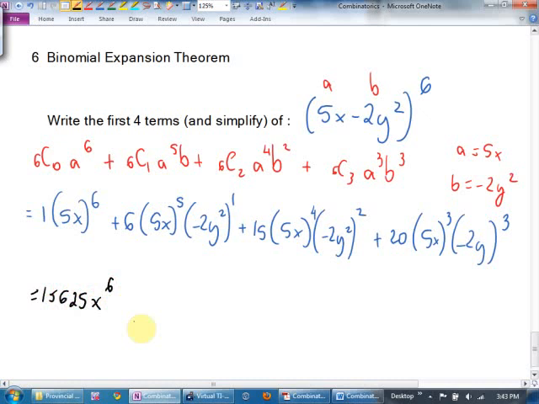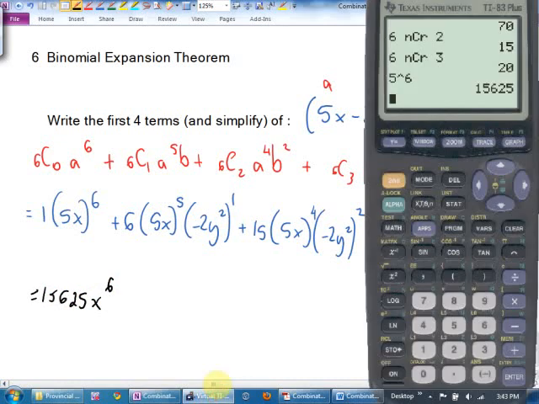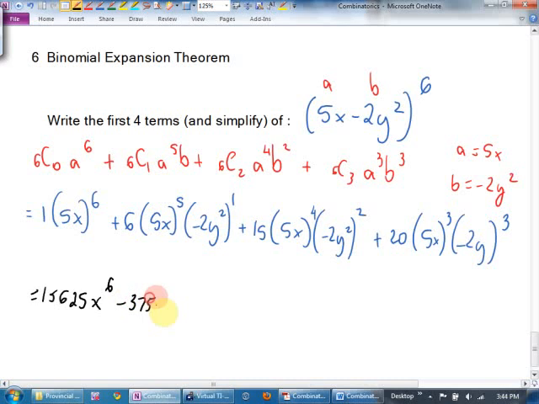The second term is going to have an x to the 5th and a y squared, but it's going to have a coefficient. There's going to be a 6 times, there's going to be a 5 to the 5th times, is this 2 negative? Put it in brackets just to be safe, negative 2 to the 1. The second term is going to be minus 37,500 x to the 5th y squared.